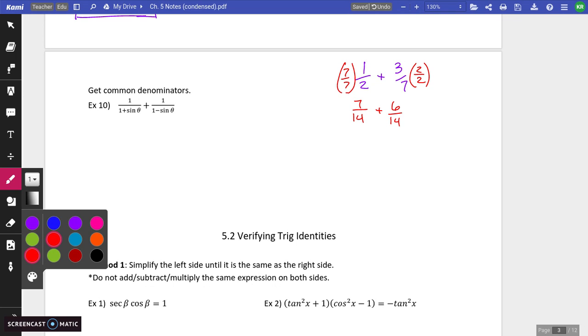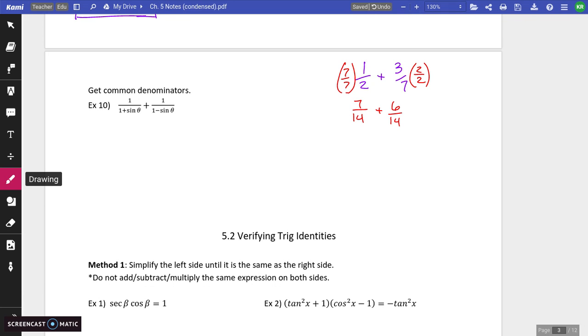Okay, so we need to do the same thing, but we're going to be using these trig statements to do so. All right, so 1 plus sine theta, 1 minus sine theta. If I want these to have the same denominators, I'm going to have to multiply by 1 minus sine theta. So 1 minus sine theta.